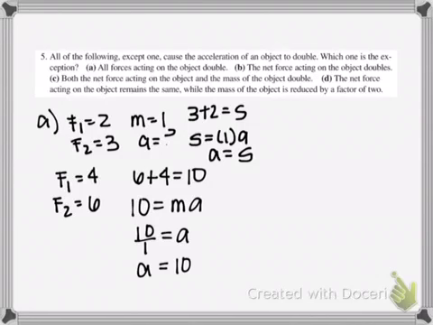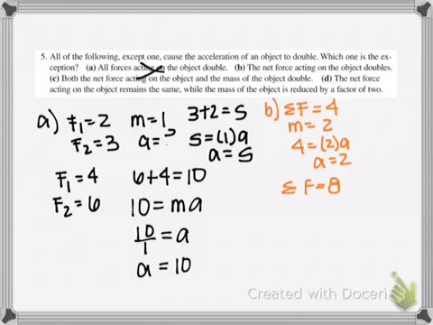Let's look at B. If the net force acting on the object doubles. So let's begin with a net force of 4 and a mass of 2, and that will give me an acceleration of 2 meters per second squared. If I double my net force, then my acceleration will be equal to 4 meters per second squared. Therefore, my initial and my final acceleration are doubles of each other.